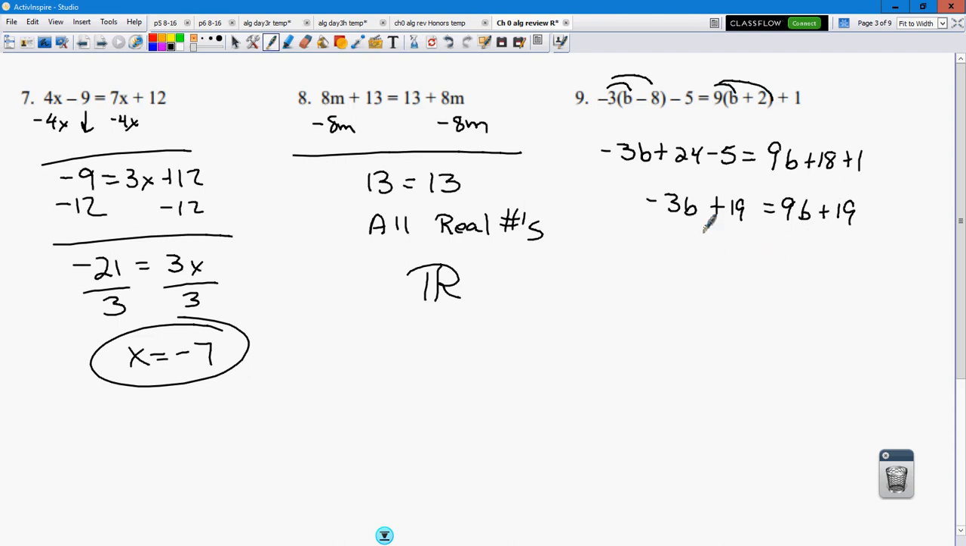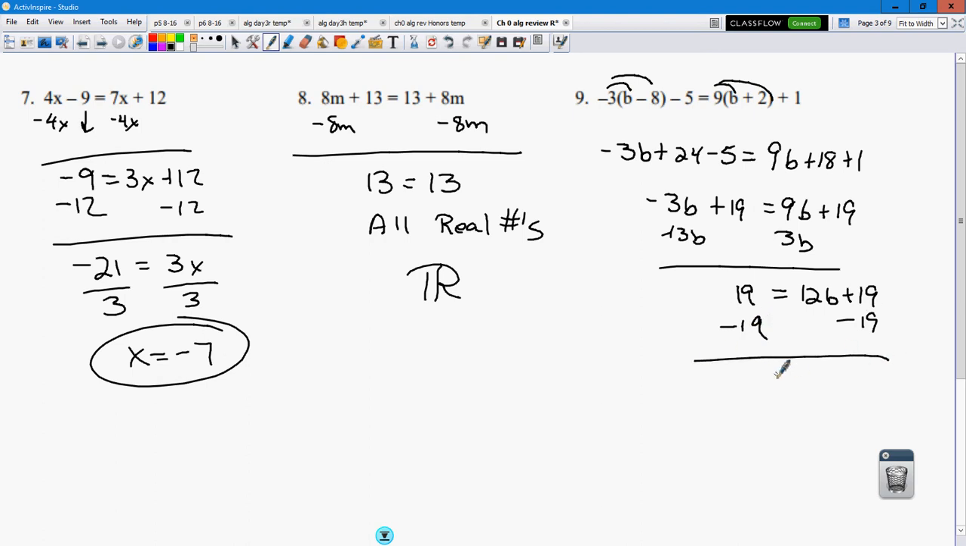b is larger on the right. I'm going to add 3b to both sides. I now have 19 equals 12b plus 19. If I subtract 19 from both sides, I have 0 is equal to 12b. So when I divide by 12, I get b is equal to 0.